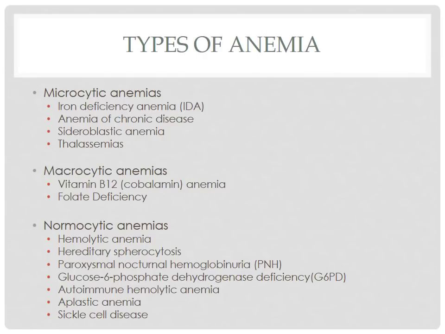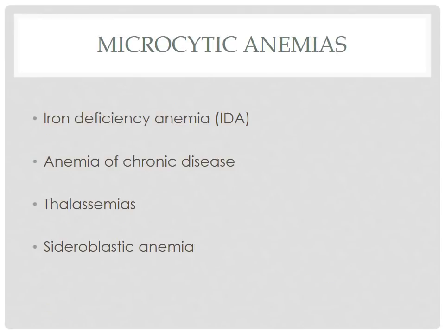So now that we've discussed the workup from anemia, let's discuss the different types. You can see them all listed here for you, and these are the ones we'll be going through during this lecture. First, we're going to discuss the microcytic anemias. So again, the iron deficiency, anemia of chronic disease, thalassemia, and sideroblastic anemias.